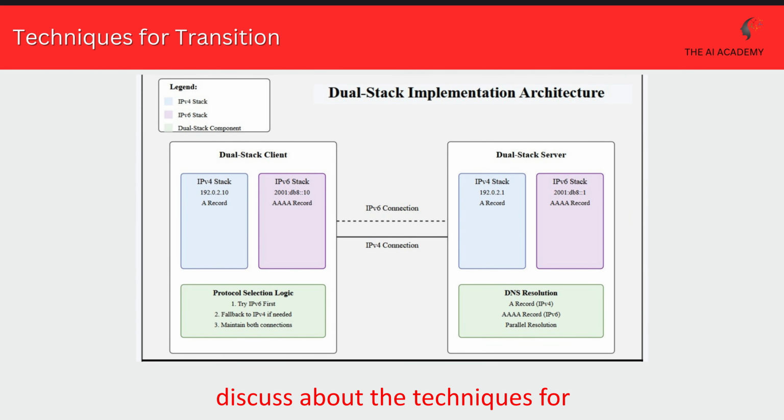Let us now discuss the techniques for transition. As the Internet moves from IPv4 to IPv6, transition mechanisms are essential to ensure smooth interoperability between the two protocols.